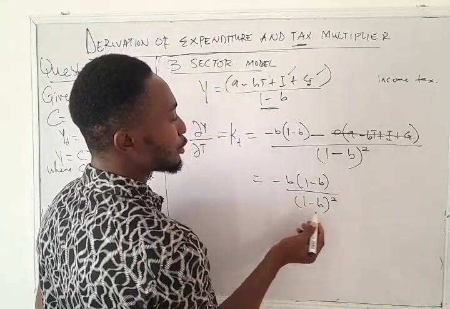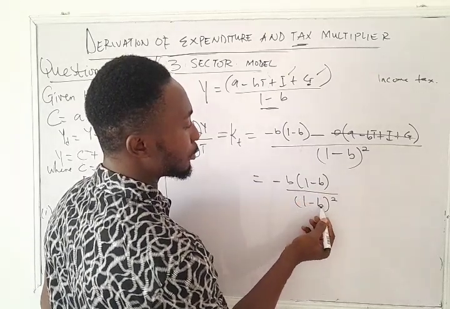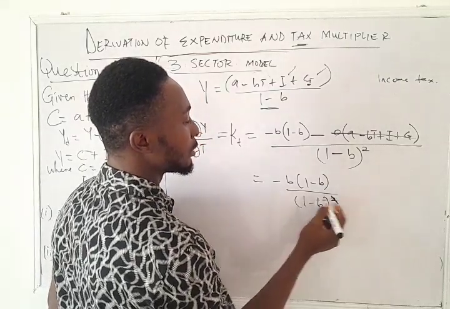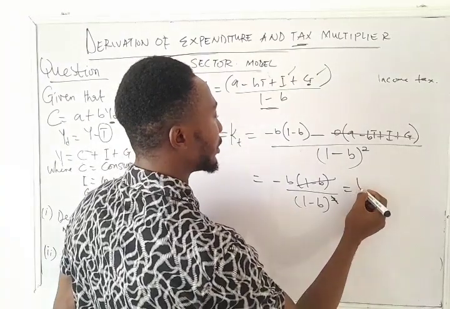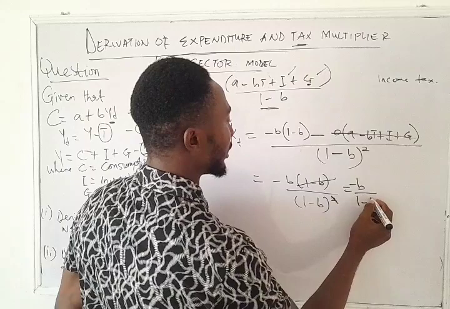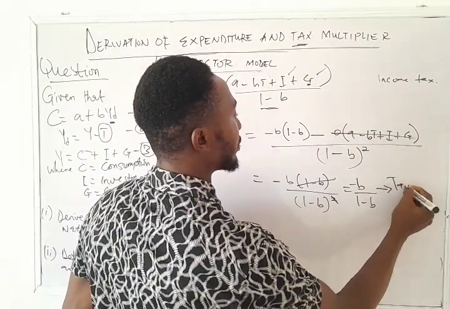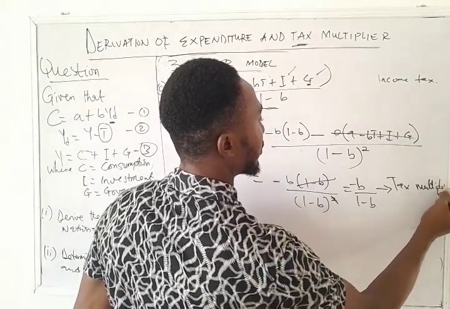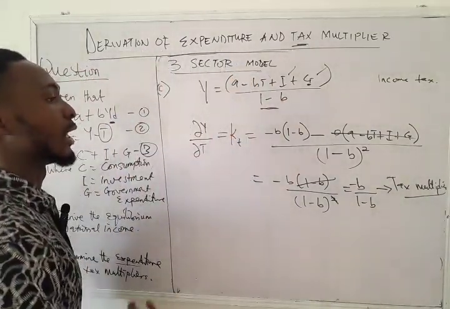So now, as usual, the numerator has 1 minus b. We also have 1 minus b, but this has 2 of it here, so it's squared. So we can cancel 1 and cancel this one. So what we will have left is that minus b divided by 1 minus b, which will give us our tax multiplier. Okay, so this is how you get your tax multiplier.